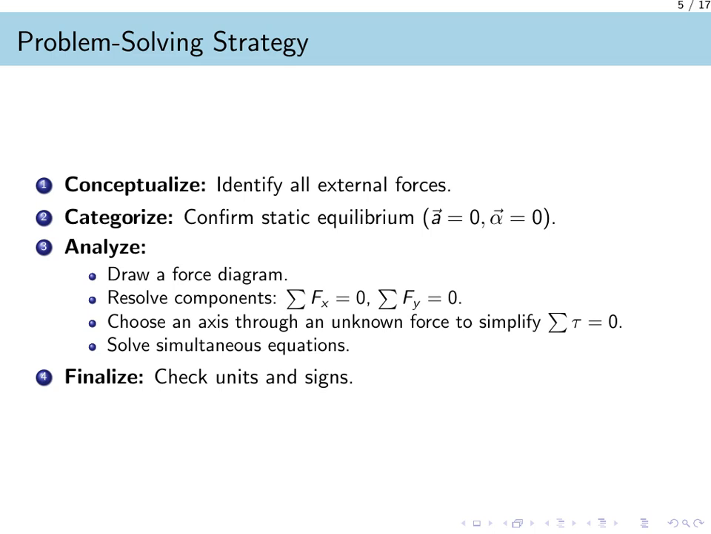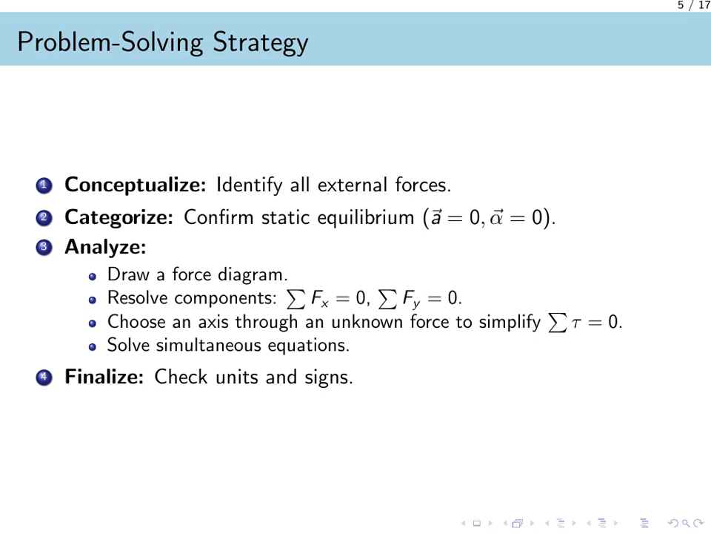To solve problems involving objects in static equilibrium, we use a reliable 4-step strategy. This structured approach helps ensure we account for all forces and conditions. First, we conceptualize the problem by identifying every external force acting on the object. Then, we categorize the situation by confirming that the object's translational and angular accelerations are both 0.